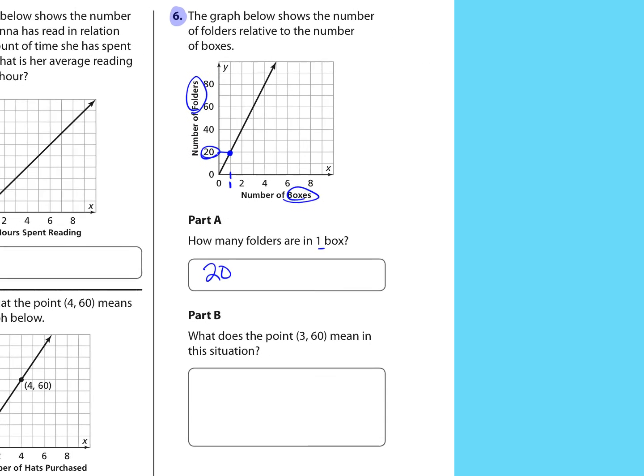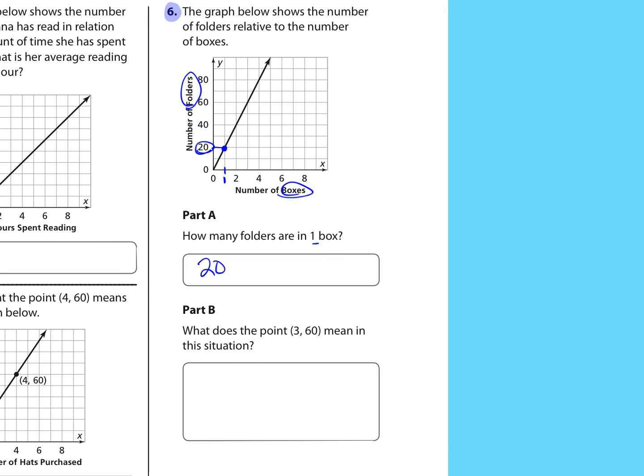Part B, what does the point (3, 60) mean in this situation? So 3, 60 would be right here. And 3 would represent the boxes, and 60 would represent the number of folders. So we could say something like there are 60 folders in 3 boxes.